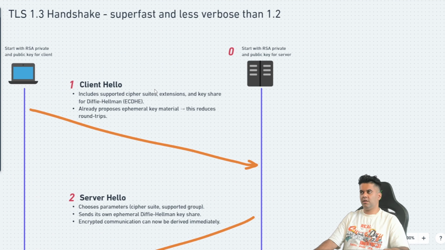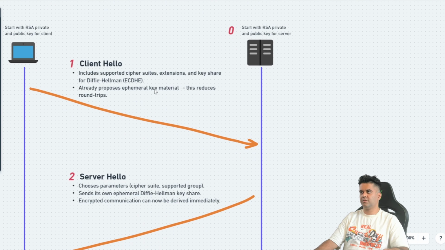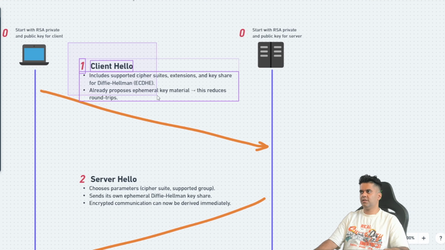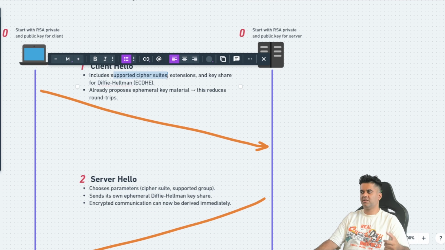And TLS 1.3 reduces the number of steps from 1.2 by reducing round trips. So how does that work? So first, the client sends a hello. So the first thing that happens is that the client sends a hello, which includes the supported cipher suites, extensions, and key share for Diffie-Hellman. Here you can notice that we're using the elliptic curve Diffie-Hellman. If you've not seen the videos on the Diffie-Hellman key exchanges, you need to watch some of the previous videos.